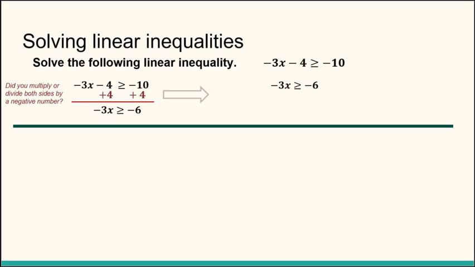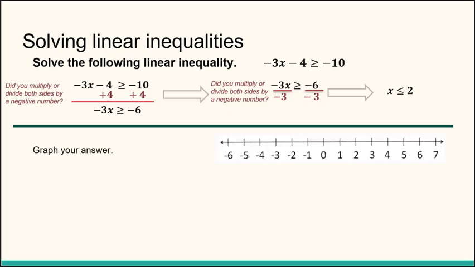Then I'm going to divide both sides by -3, and I'm going to ask myself the question, did I multiply or divide both sides by a negative number? And I will say, oh yeah, I did. That means I better flip that inequality symbol and do my operations. I have x is less than or equal to 2. I'm going to need to graph this answer.